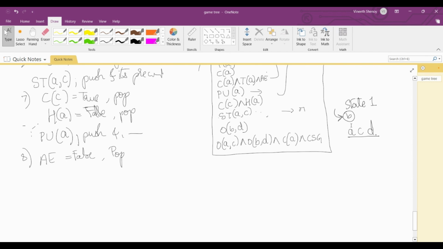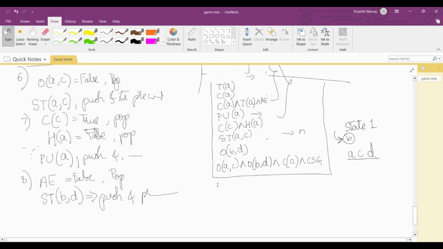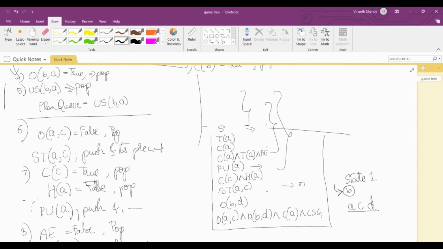By placing B. And how can we place B? We must place B such that it is matching the goal state. In our goal state we want B on top of D. So to place one block on top of the other block, the operation required is stack. So we will stack block B on top of block D. This thing is pushed onto the stack along with its prerequisites. So we will place that over here. Stack of B comma D. This is our operation. These are all our prerequisites or preconditions.